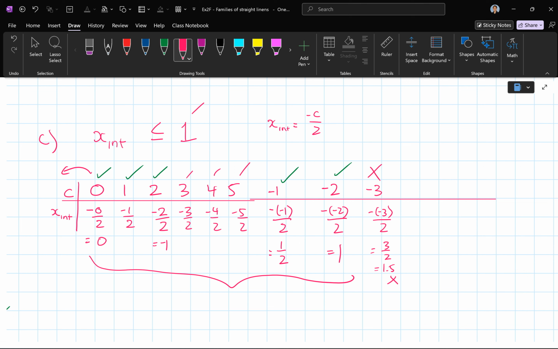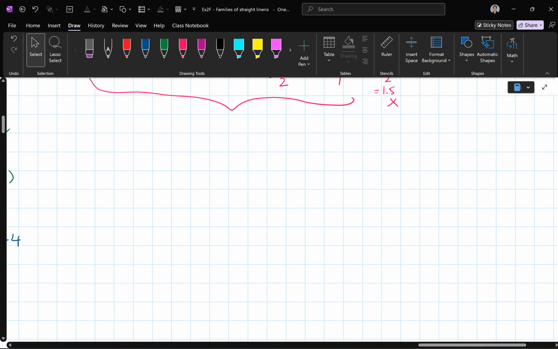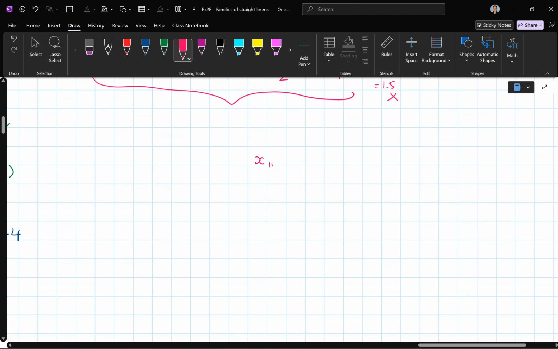So obviously the answer is that when C is negative 2, it works. It gets exactly 1. So whatever C you want, if the number is greater than or equal to negative 2, it should work. Okay, so that's just based on my trial and error. But there had to be a better way to do it. So here we go. Let's look at the statement again. It was x-intercept less than or equal to 1.